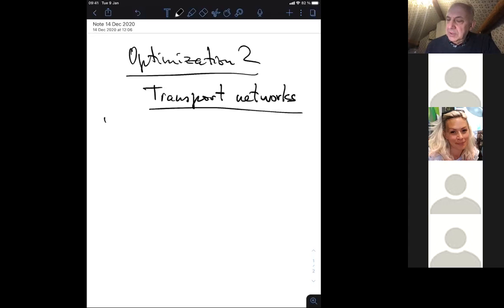So let me write this down. And you can usually approximate any weighted graph by a transport network. But from the algorithmic point of view, it's usually much better to consider positive integer weights and not any real numbers. Okay, a transport network is a connected directed graph.